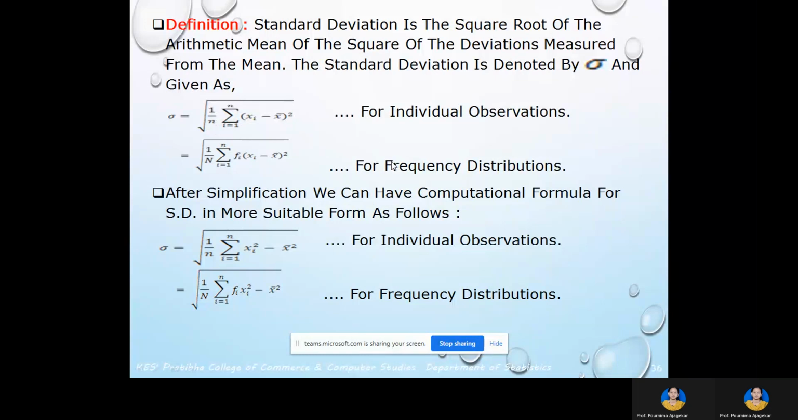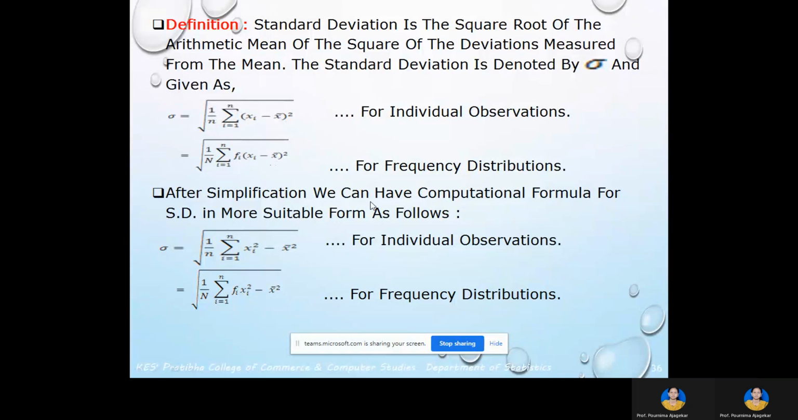And if we have a frequency distribution, discrete or continuous, in that case the formula for standard deviation is square root of 1 upon capital N summation of fi into xi minus x bar square.